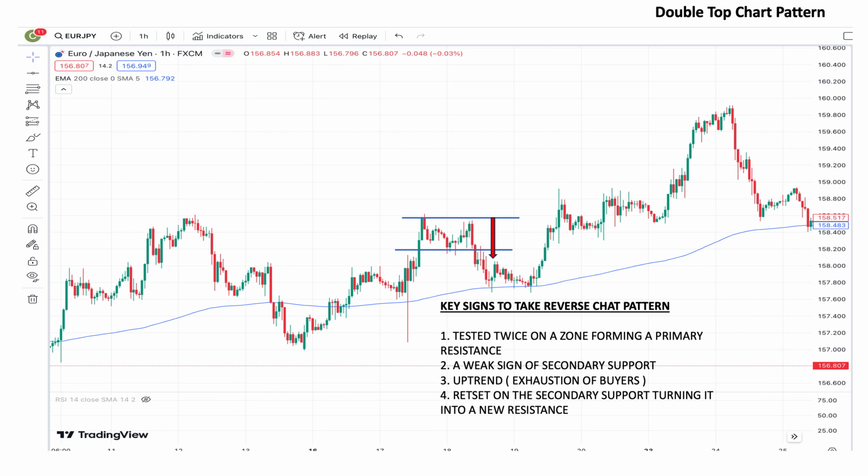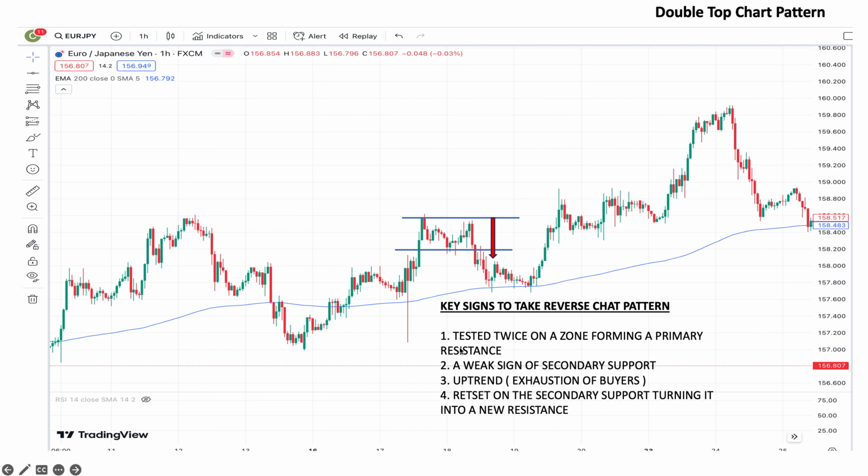Now, this is a double top chart pattern. So you're looking at the price go up, find a resistance, go down, and find a secondary support, which is a weak one, because it cannot push the price above the previous high. And then it comes to the primary resistance and pushes the price down. Now the price comes back to this support, which turns into resistance, pushing the price down, and you ride your profits.